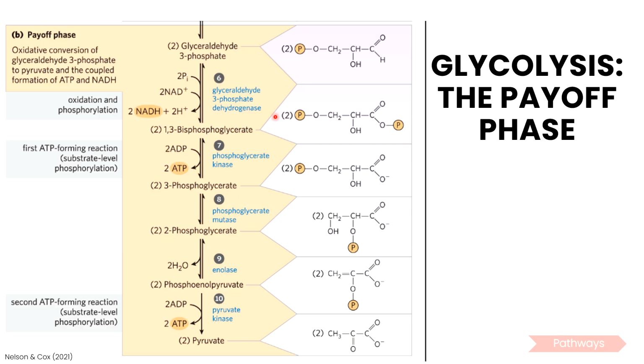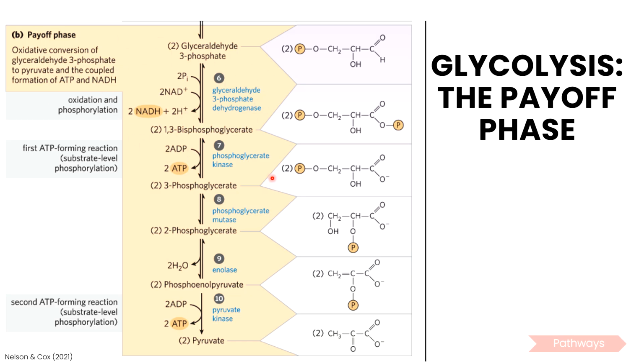So the payoff phase is going to begin with what we call oxidation of the GAP. At step 6, GAP catalyzes a reaction in which NAD is reduced into NADH. Since this reaction occurs twice, we then generate 2 NADH molecules per glucose. This allows some of the energy released during oxidation to be captured in an electron carrier instead of being lost. So it's not lost, it's now just being stored in an electron carrier.